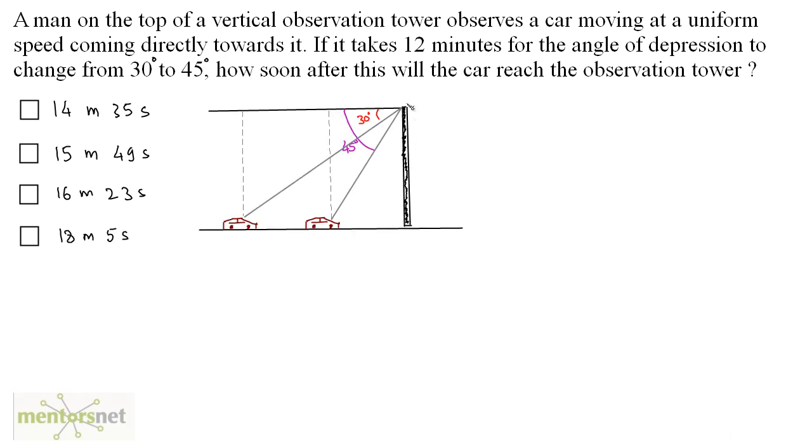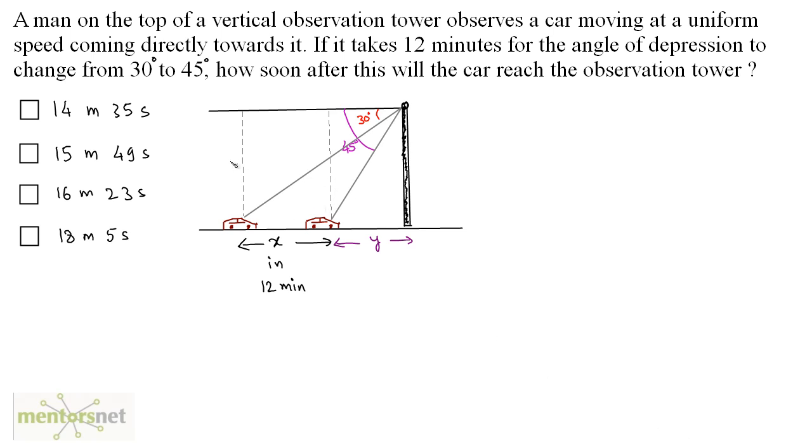So this is the situation. The man is observing from the top of this tower. So it is said that the angle of depression changes from 30 degrees to 45 degrees in 12 minutes. So let us say that the distance traveled is x. So x is the distance traveled in 12 minutes. Now it has been asked what is the time taken for this car to reach the observation tower from this point. Okay, so let us say that this distance traveled is y meters.